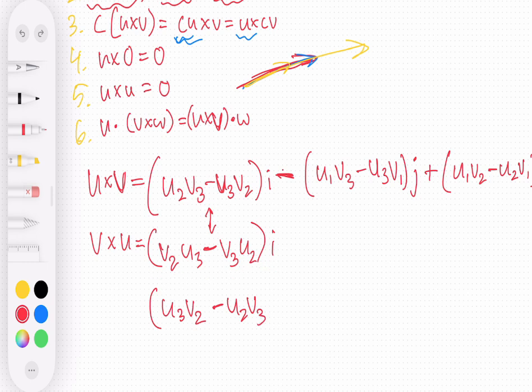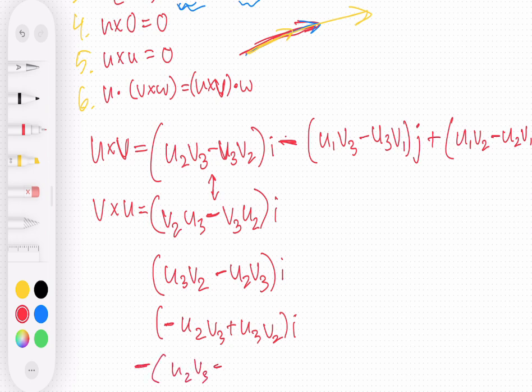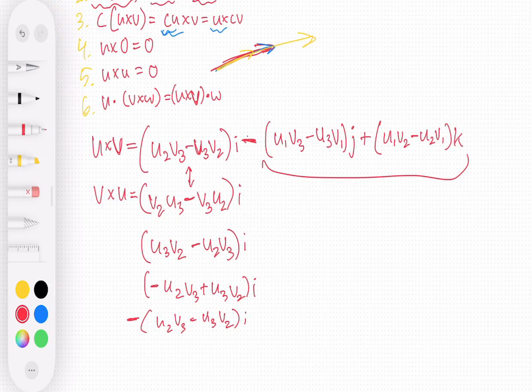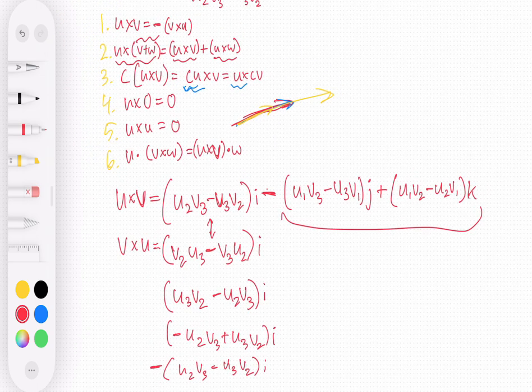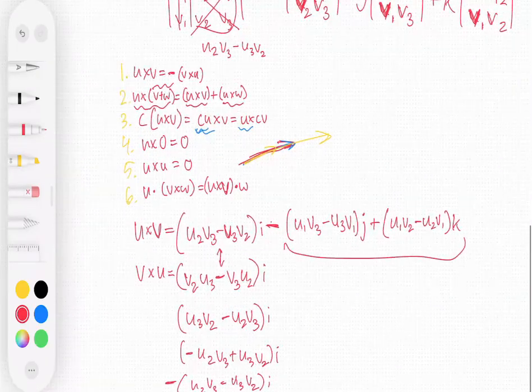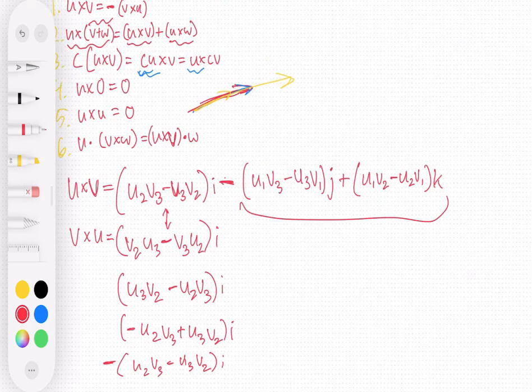What that basically gives us is negative U2 V3 plus U3 V2 i, which is nothing but negative U2 V3 minus U3 V2 i. And that same pattern repeats for these two parts. And so V cross U is going to be the negative version. It's very important to understand that, like most operations, you can't just flip the operands.